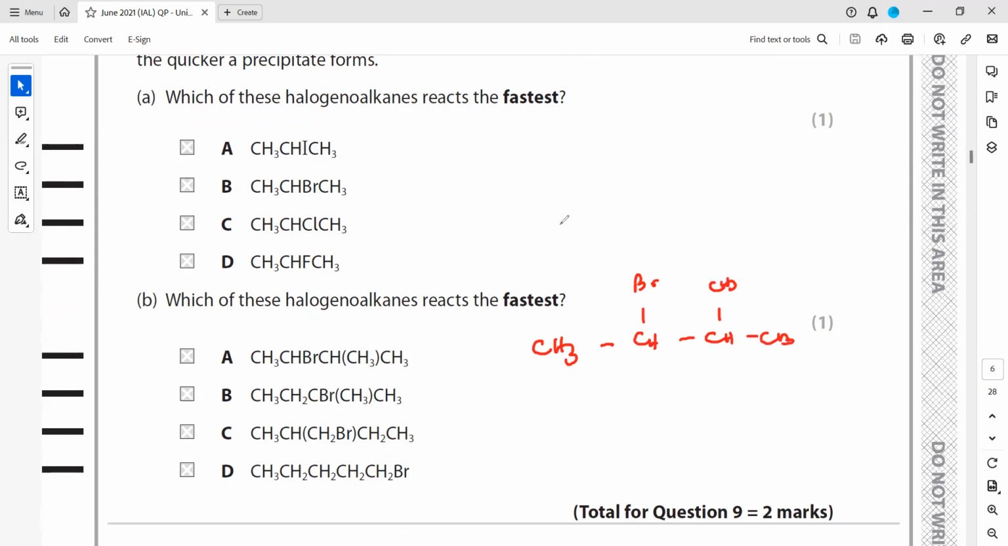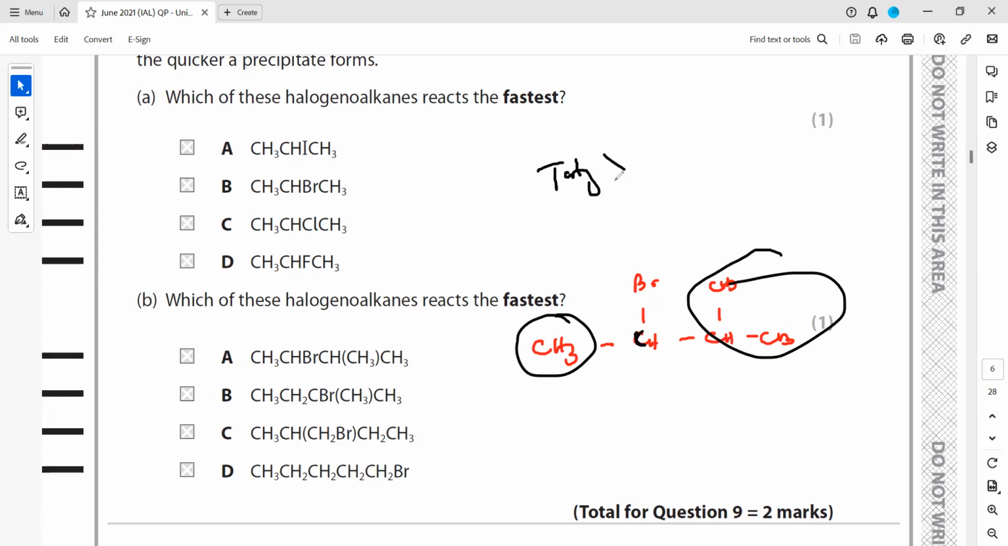When we check the carbon, this carbon has two carbon chains, so it is a secondary. Tertiary compounds break down or react much faster than secondary, and secondary compounds react much faster than primary. So this is a secondary, so it's not the answer. We will look for tertiary.